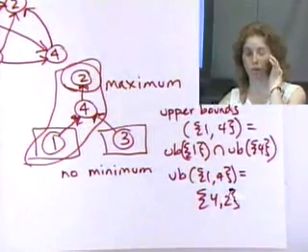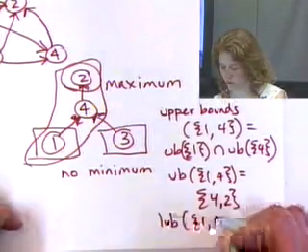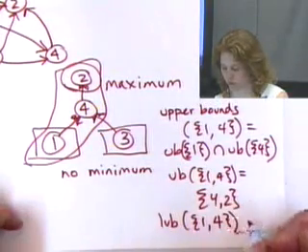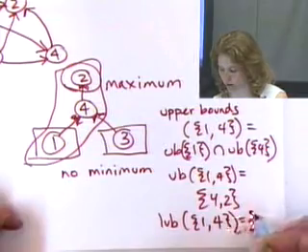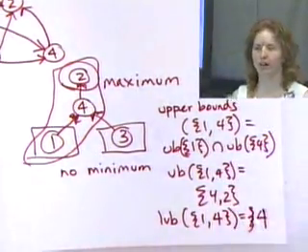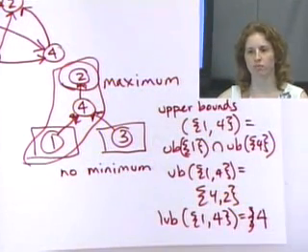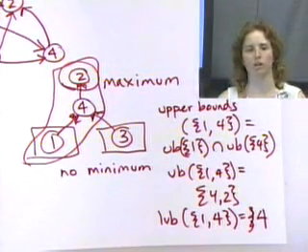And the least upper bound is what? 4. That's equal to 4. So I can just write 4 because it's not a set. Least upper bound is always just one thing. Upper bounds is going to be a set. Least upper bound is just one thing because it's the minimum of the upper bounds. There's only one.